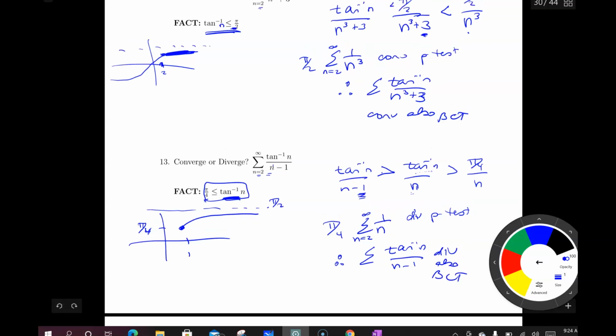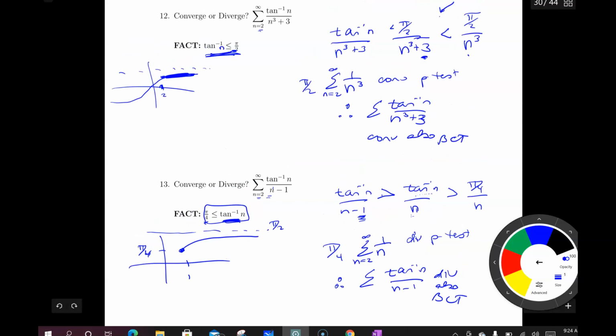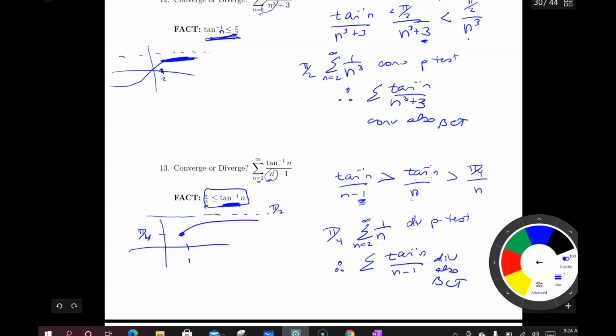So how do you know which direction to go with arctangent? You kind of have to see where your problem's leading you. And I like to think of looking ahead like in chess. Oh, n cubed, I'm thinking p-test. That's going to converge. Here, n to the 1 power, I'm thinking p-test. That's going to diverge. So you get to look ahead and think.